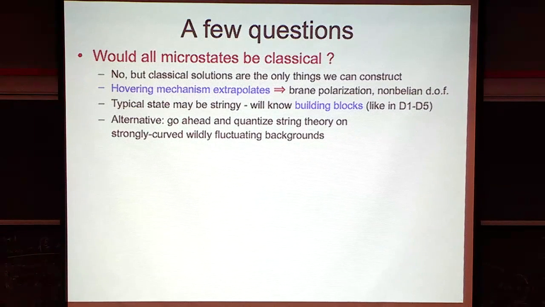The point is the classical solutions are the only thing which I can do, honestly. I cannot quantize string theory on some strongly curved, wildly fluctuating, quantum mess. I just cannot do that. I cannot find the string theory solution like that. I cannot find the spectrum. I cannot do anything. So my only way to get to this problem, which is again a very complicated problem, is to look at classical solutions and construct them, and then find the mechanism. And then once you find the mechanism, it actually extrapolates.